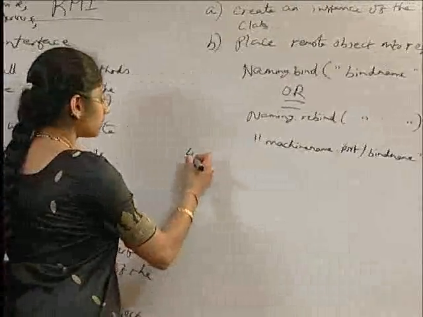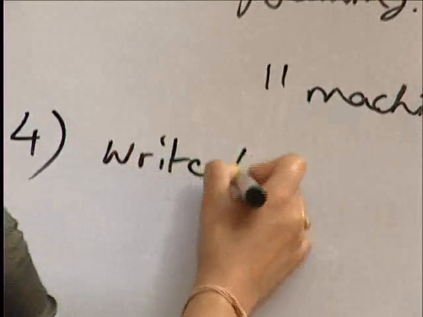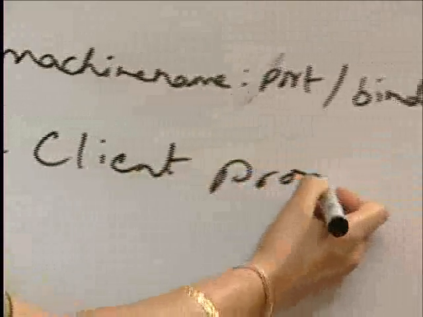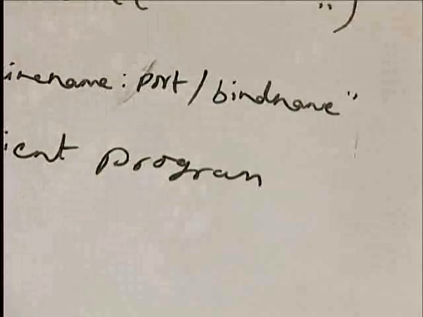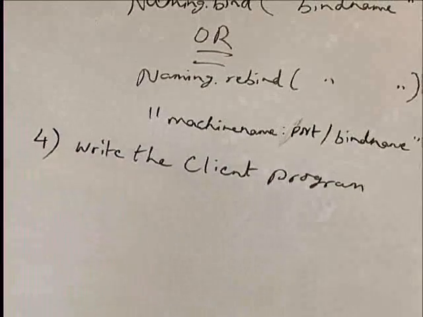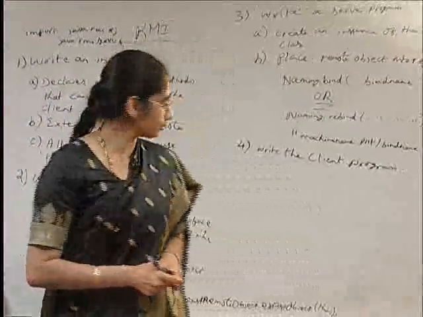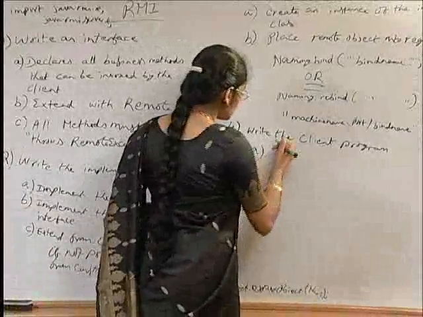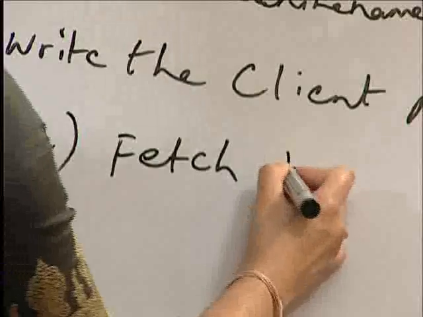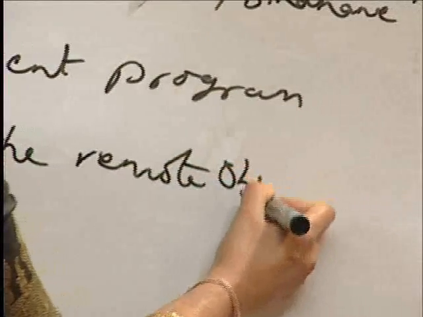The next thing is to write the client program. That is, the client has to look up the remote object, get the reference of the remote object type, and then invoke the method. So the first thing is to fetch the remote object.